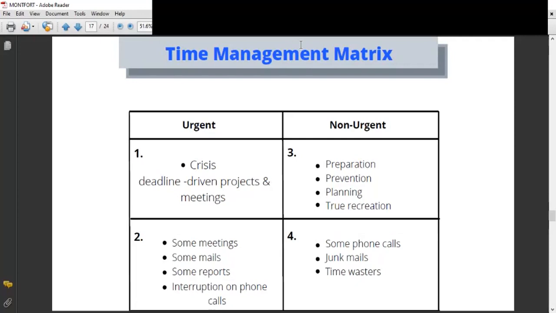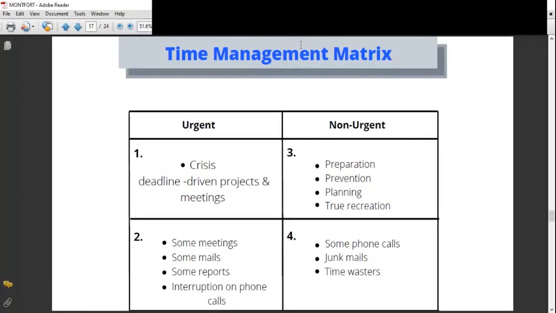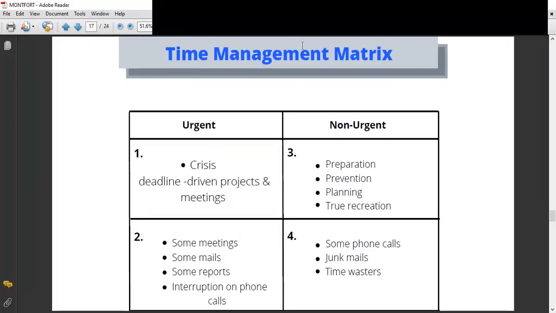Next, the third quadrant says it's non-urgent. That is preparation. It is not urgent because we're just preparing. I suppose an annual function is there in our school. It's not urgent, as the function is not tomorrow. Preparation is going on. We still have time. Then prevention, planning. When preparation is there, we can plan the things. True recreation. Yes, we can go, we can enjoy, we can give some time to ourselves also, because the work is not urgent.